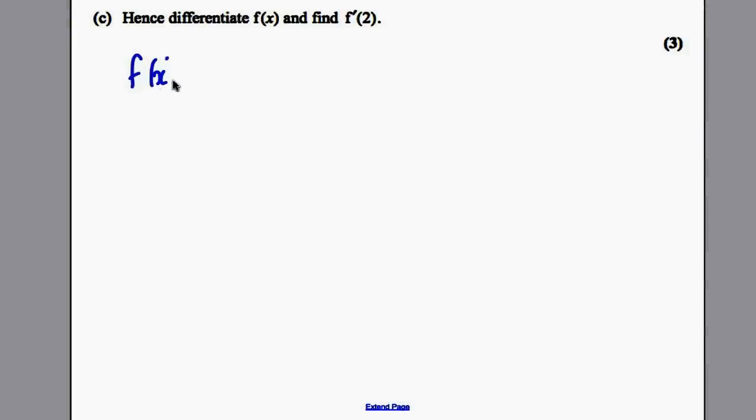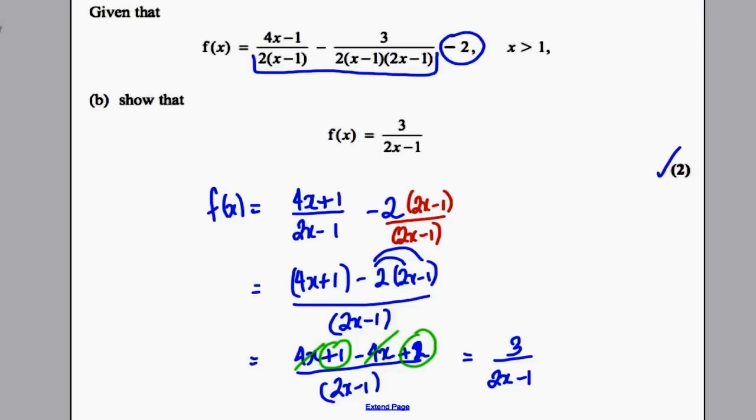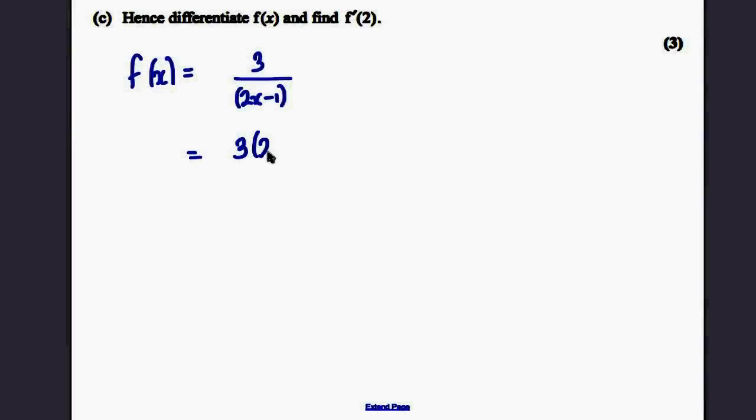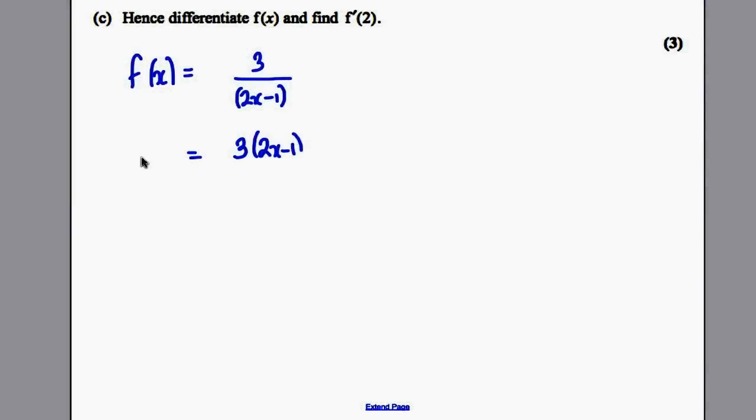Part C. Hence differentiate f of x and find f dashed 2. So let's write our f of x. Our f of x we have just found is equal to 3 over 2x subtract 1. And we want to work out f dashed x. Well, just before we do that, let's write this in index form. That's 3 times 2x subtract 1 to the power of minus 1. Let's get all the easy marks off the examiner. Let's write f dashed x. That's the derivative here, not the inverse function.